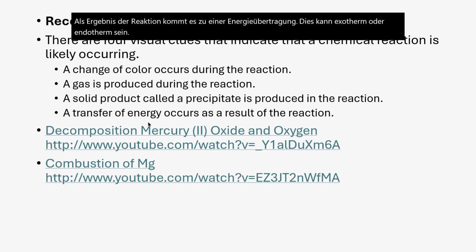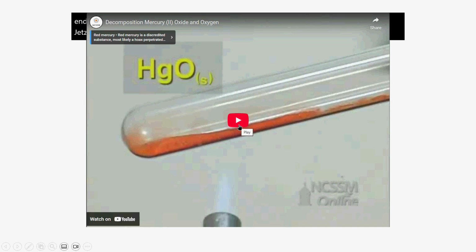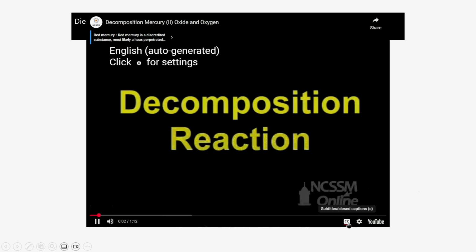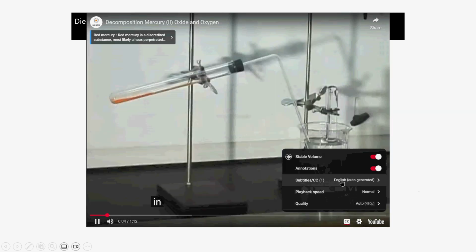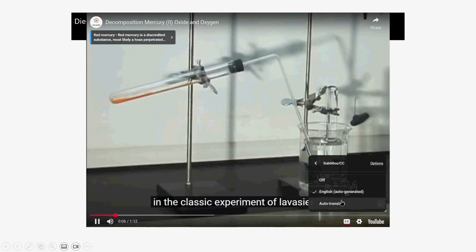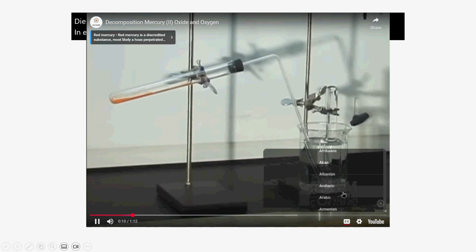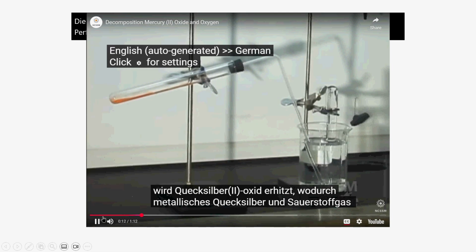Now we have two videos. So this first one shows the decomposition of mercury 2 oxide and oxygen. In the classic experiment of Lavoisier, mercury 2 oxide is heated, producing mercury metal and oxygen gas.